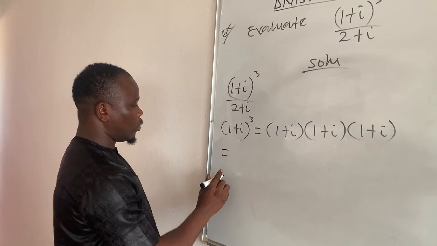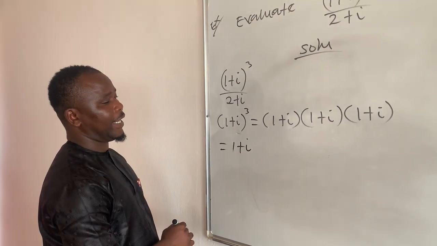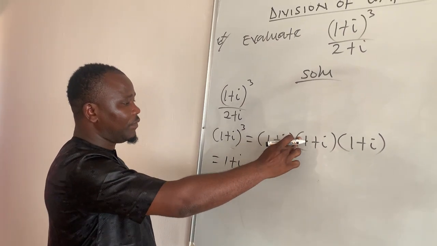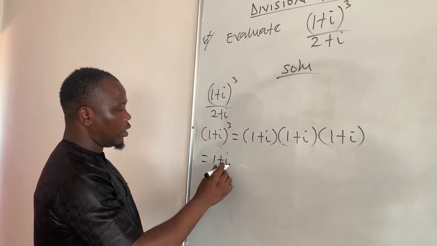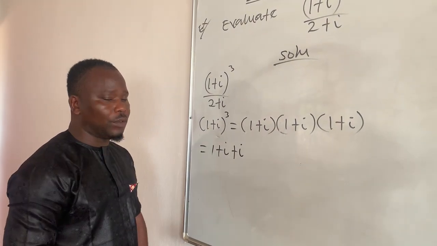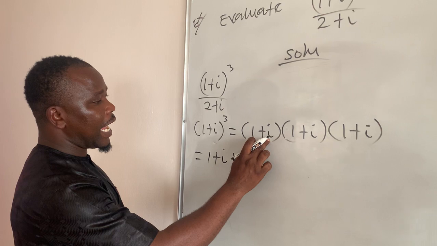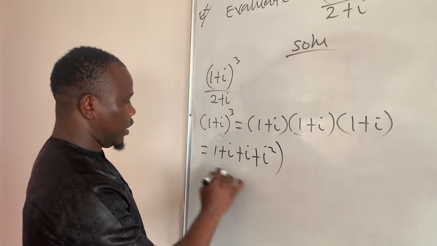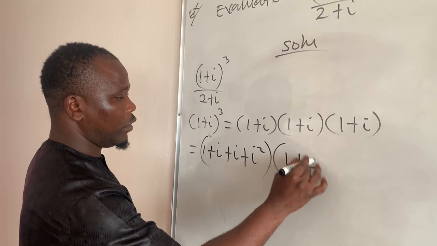1 times 1 will give you 1, plus 1 times i will give you i, plus i times 1. Note that we have an invisible plus here. Plus multiplied by plus will definitely give you plus, then use the i to multiply 1, it will still give you i. Then i times i will give you i squared. It means you close the brackets. Don't forget the last bracket, 1 + i.